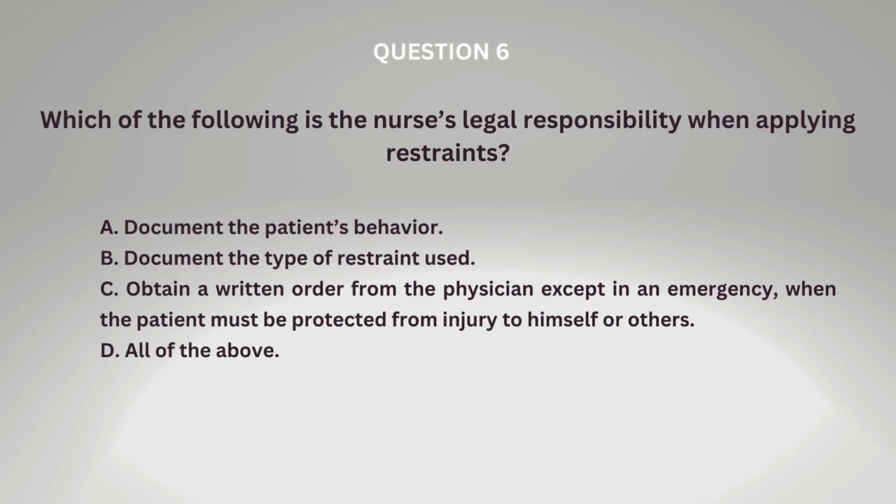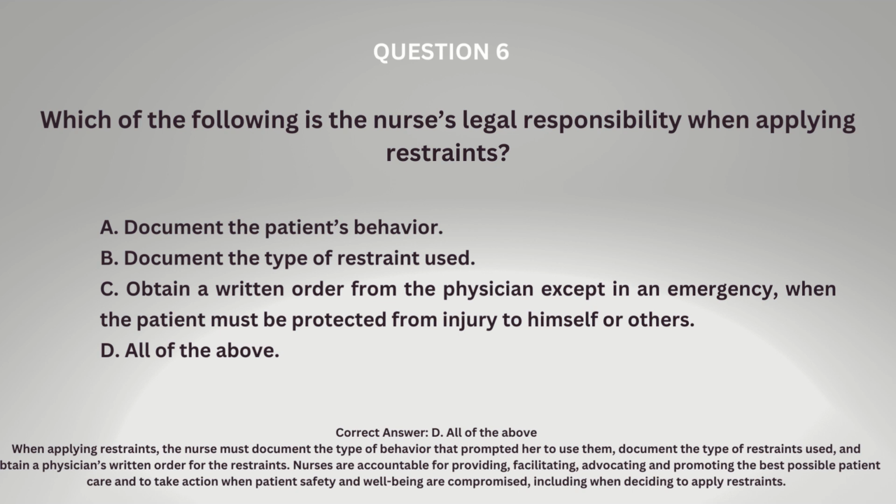Which of the following is the nurse's legal responsibility when applying restraints? A. Document the patient's behavior. B. Document the type of restraint used. C. Obtain a written order from the physician except in an emergency, when the patient must be protected from injury to himself or others. D. All of the above. The correct answer is D.